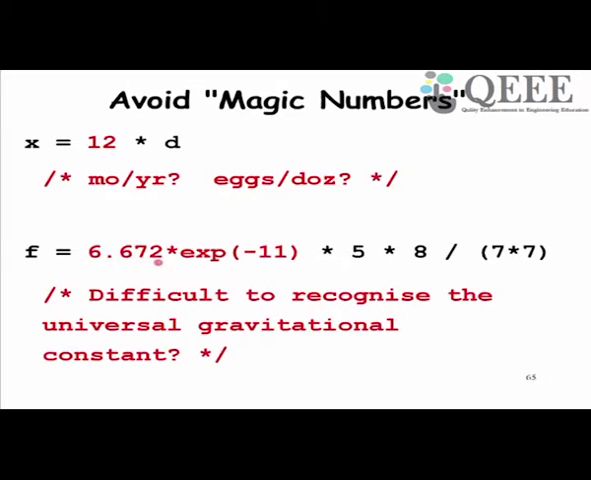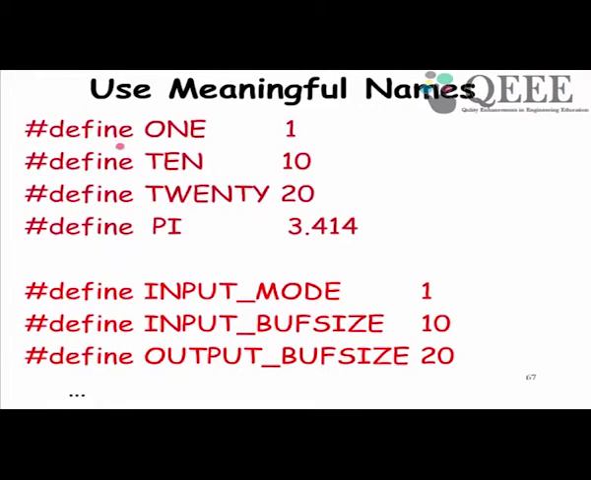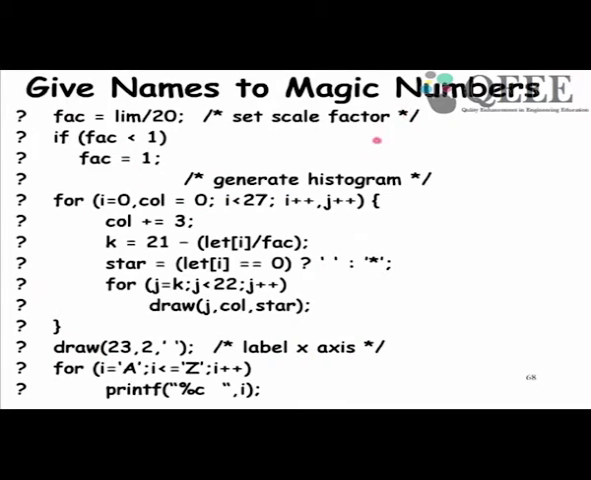Similarly, if you suddenly multiply by 6.672 times 10 to the power minus 11, then somebody will wonder, what are you doing here? But if you had a macro or a constant called universal gravitational constant, then the expression becomes clearer. So magic numbers are to be avoided. Either use macros, which the compiler strips and substitutes the actual values for, and which make the code easy to read for the reader, but we have to be careful that macros may lead to syntax errors. We can define meaningful names using macros, like output buffer size and input buffer size, rather than using magic numbers like 20, so that somebody reading the program gets a clear name.